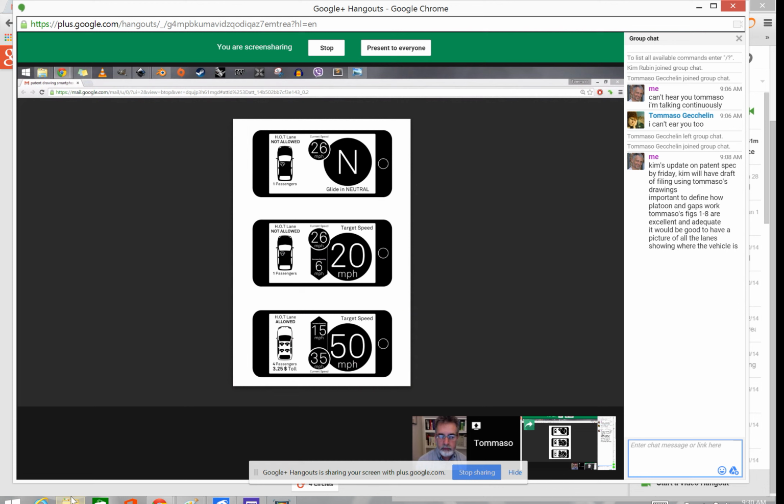And then on the speed, I might sketch this out today, Tommaso, before you get to work tomorrow morning. My preference would be for not the target speed in big numbers, but actually the speed delta in big numbers, and then the target speed and the current speed are sort of the minor information.